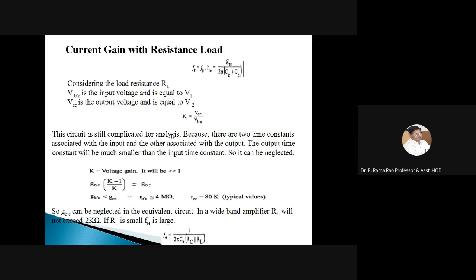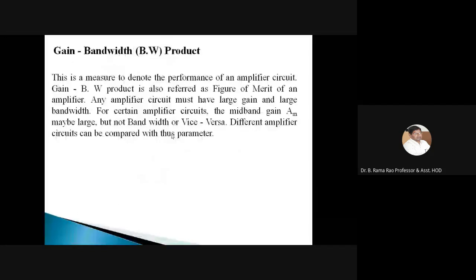Gain with resistive load. Next class we will discuss this gain with resistive load. After that, parameters like f alpha and f beta. Ft is the unity gain frequency, f beta is the beta cutoff frequency, and f alpha is the alpha cutoff frequency. After that, the gain bandwidth product. We'll discuss these in the next class: unity gain frequency, alpha cutoff, and beta cutoff frequency.